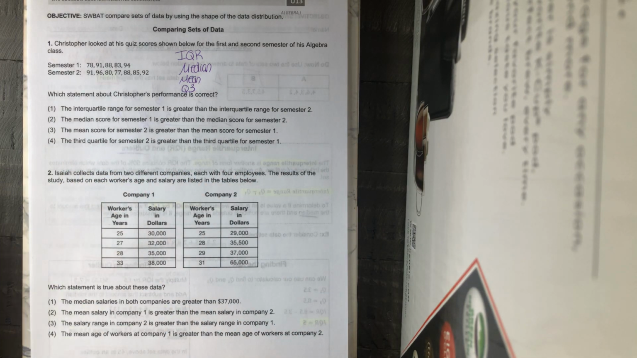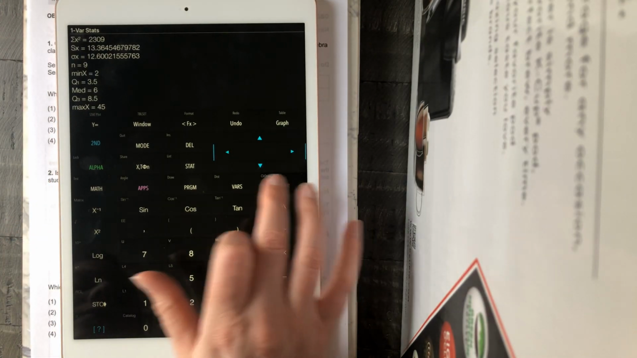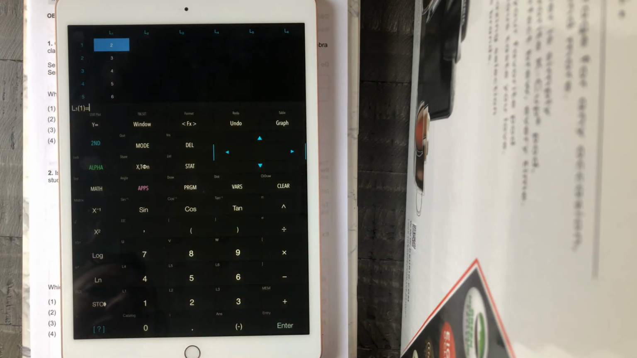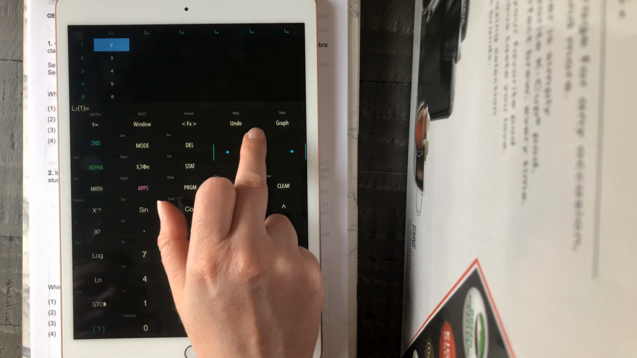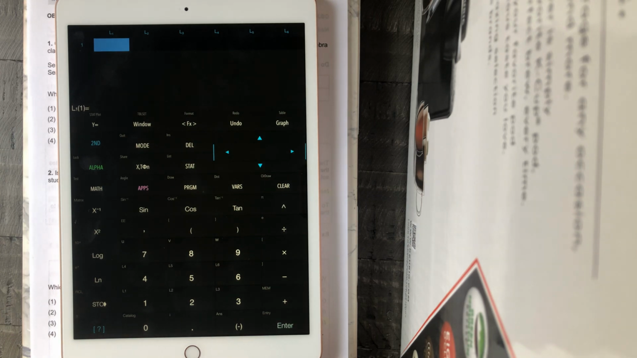All right, so I'm just going to open up my handy dandy calculator here. I'm going to go back to my list, STAT, edit, and scroll up so that list 1 is highlighted, and press clear, because I want all of those values from the last question gone. This is a new question. I want to start fresh. So I'm going to do semester 1 first, clear it out, and then do semester 2 second.